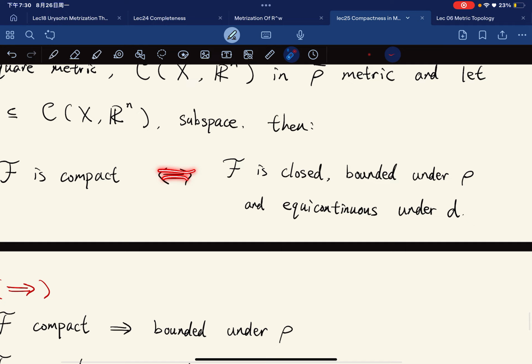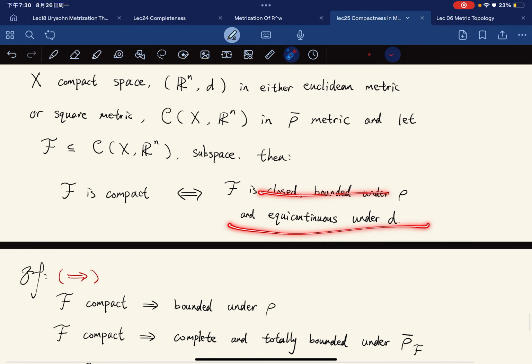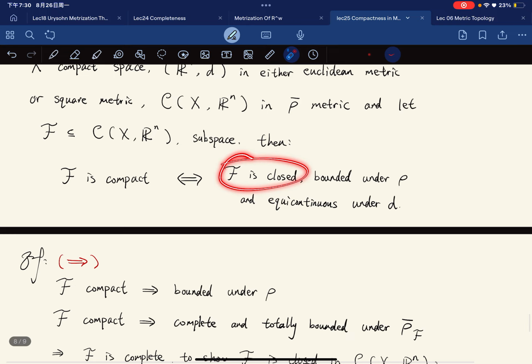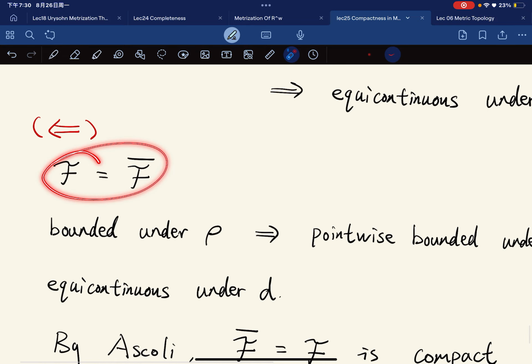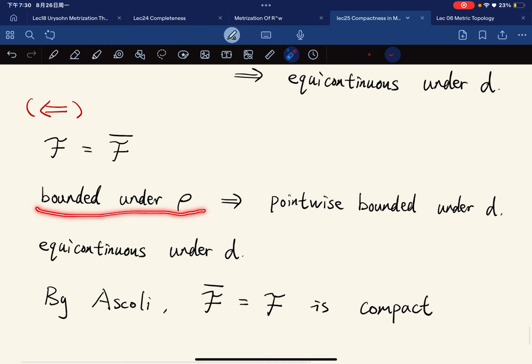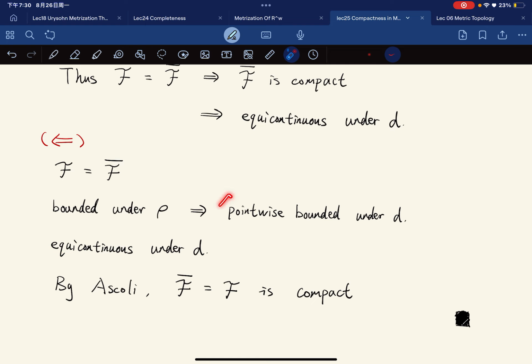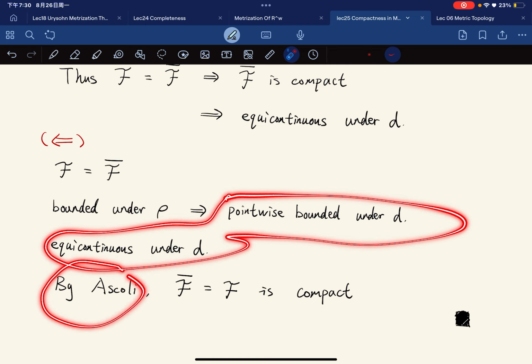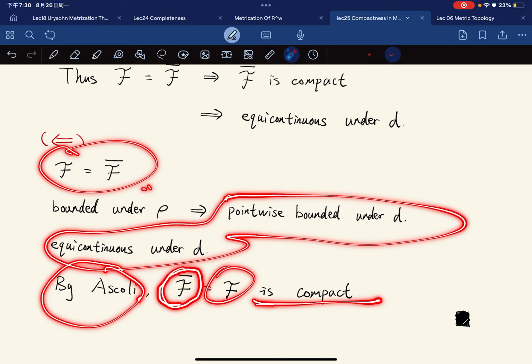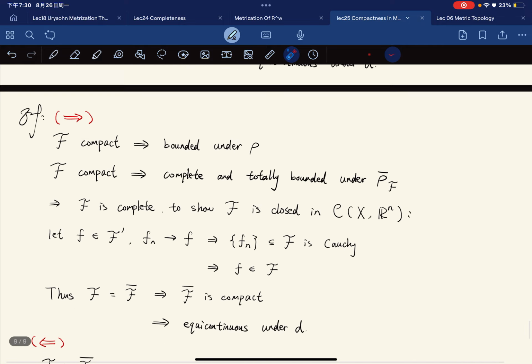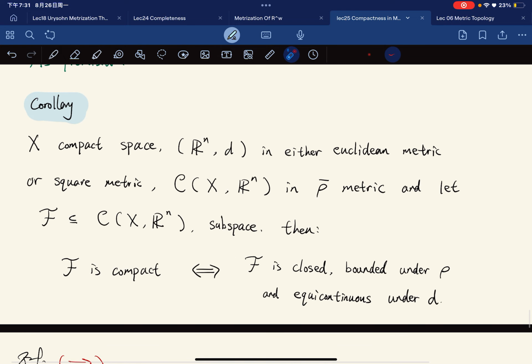Now for this direction: closed, bounded, equicontinuous. If it's closed, it's equal to its closure. And it is bounded on rho, which means that it is pointwise bounded on D. It is equicontinuous under D. So these two combine together by Ascoli to give a compact closure. The closure is compact, but it is closed, so F is compact. And then we're done, right? So this is finally a characterization of compact subspaces of the continuous function space.